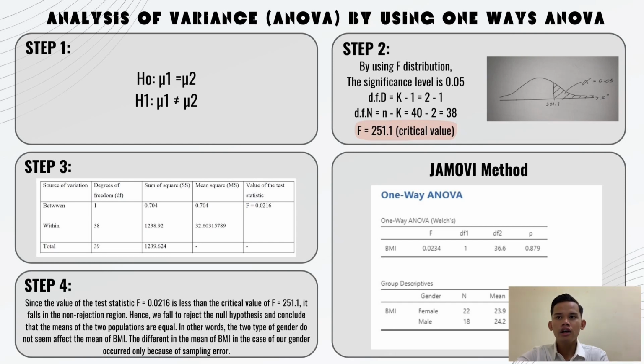So H0 states that the mean obesity between male and female is equal, but H1 states that the mean obesity of male and female is not equal.